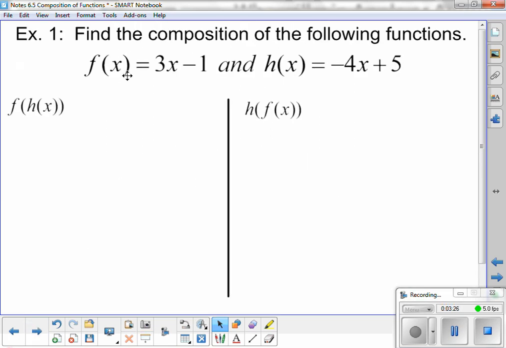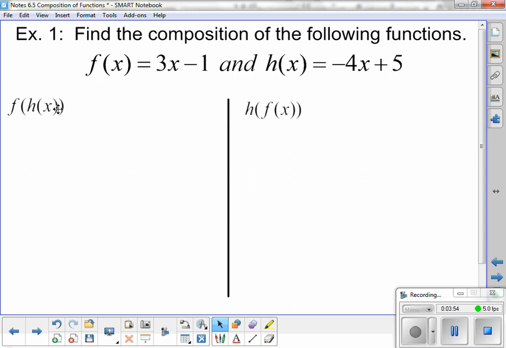Okay, first example, we've got two functions. First, f of x is equal to this expression, 3x minus 1. h of x equals negative 4x plus 5. So this says f of h of x. Now, it's very important you read from the inside. Inside of your f function is an h of x function. So we're going to take this function, which is your h of x, and put it inside of your f of x function. So there's your h of x, there's your f.